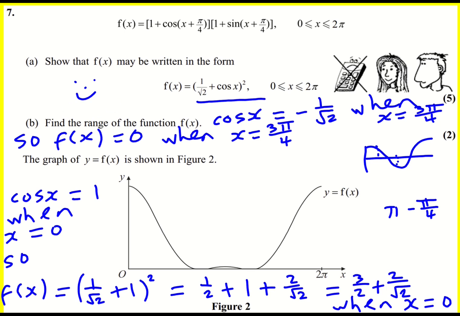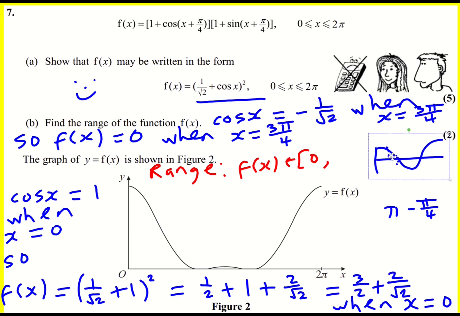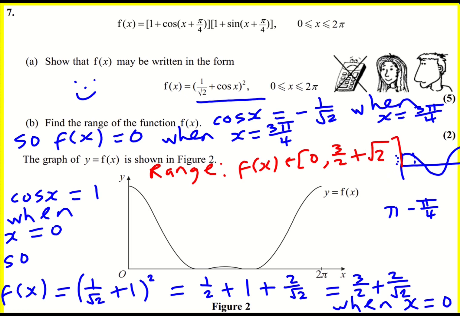And therefore the range is going to be f of x. It depends what notation we want to use. We could use interval notation here. So it's going to be 0 to 3 over 2, just got to move that along a little bit, 3 over 2 plus, actually this thing here is root 2. Or, of course, you could write it as an inequality. That's fine as well.